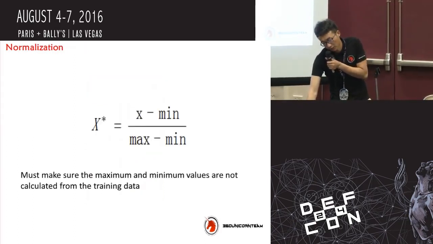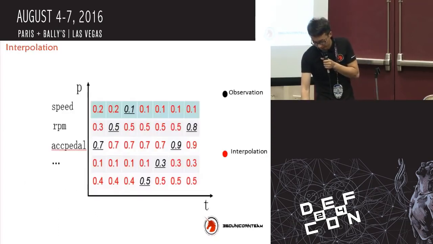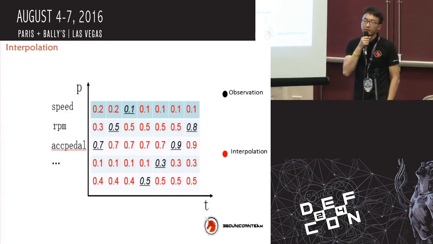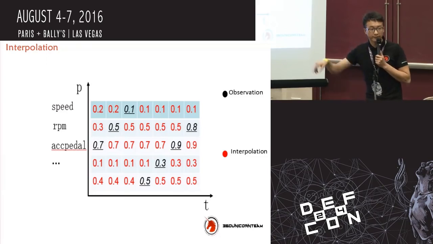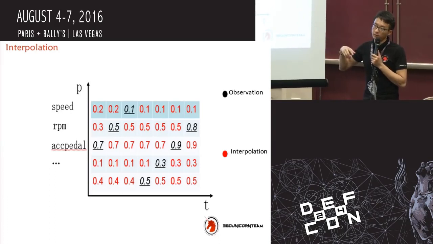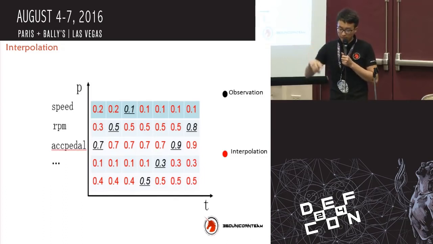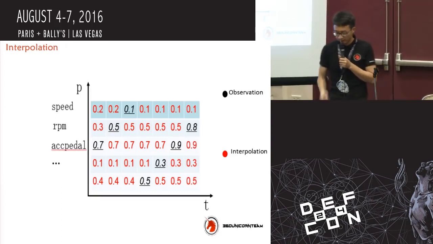I will explain. I use a simple equation to normalize the input. And then interpolation, because as I just mentioned, the packets have different priorities. For example, a packet with a lower ID value has the highest priority, so it gets to send more often. Those parameters are important, they are transmitting at higher frequency, and other parameters may have lower priority.